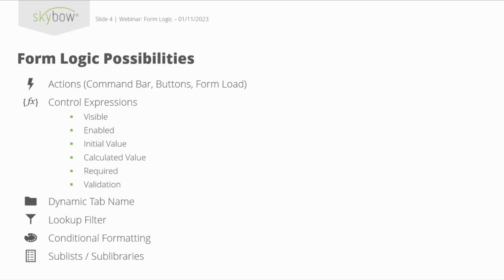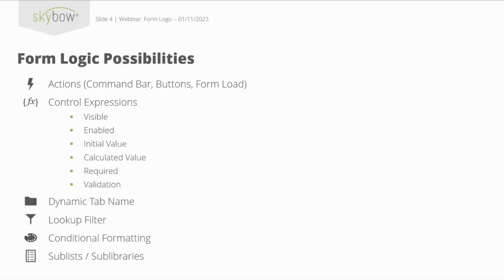Formats, or styles, can be added, but they can also be added with a condition. So the style would only load if a condition is true, and if it's false, then the style will not be loaded. So this way you can have conditional formatting on a form.